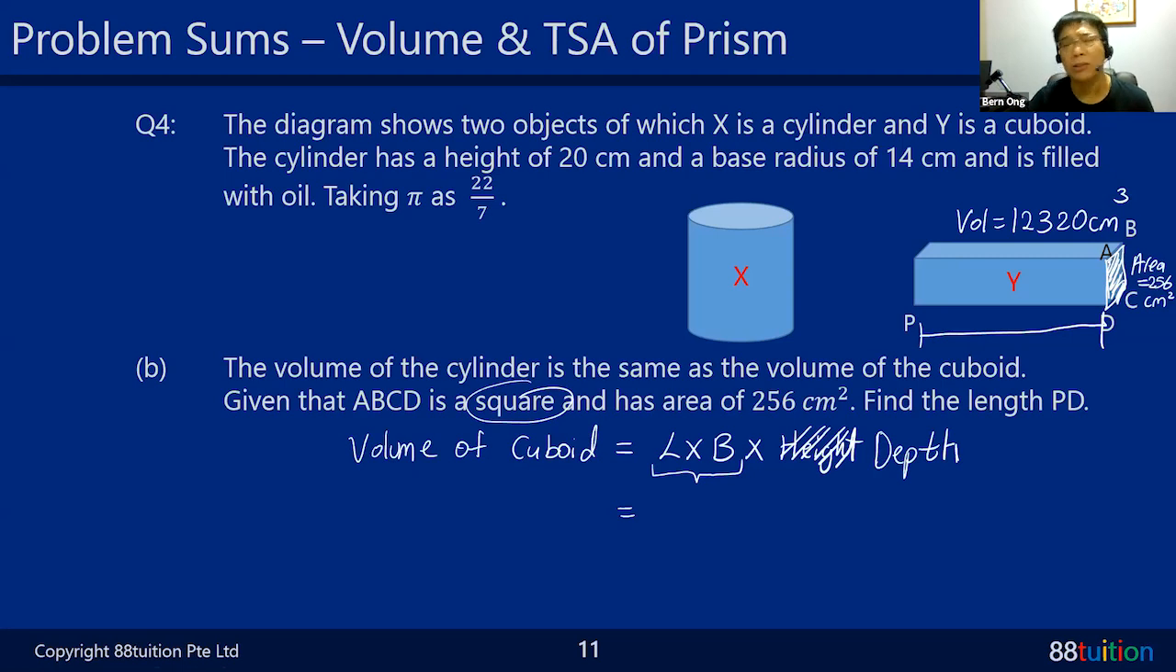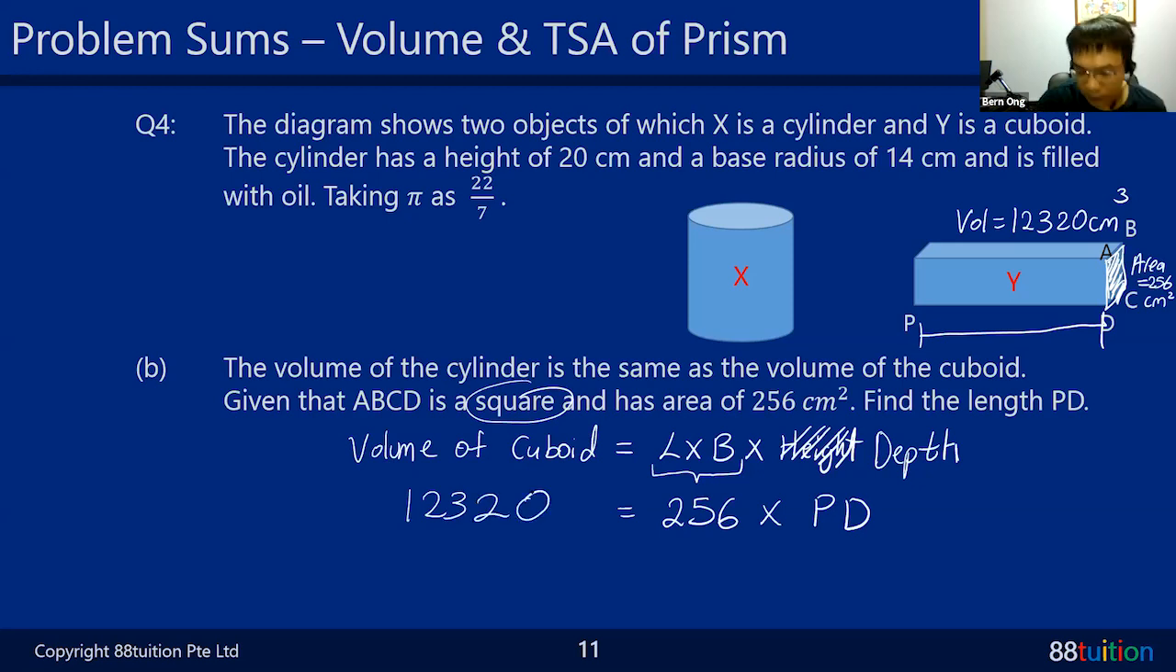Ultimately, you need the three numbers to multiply: length times breadth and height. So in this case, we call this the 256, length times breadth, the area of the side, times the depth. The depth, we call it PD. So it's the one face times the depth, and this will give you the volume of 12,320.